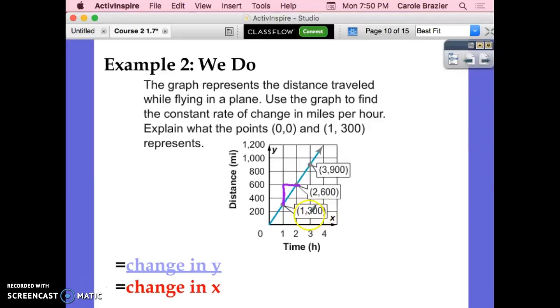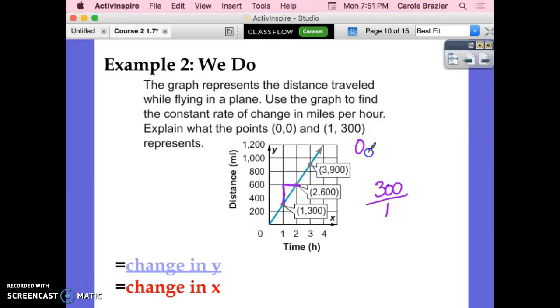So if you look at the difference between your y's, it's going to be 300. And then if you look at the difference between your x's, it's only going to be 1. So every 300 miles is an hour. So when the plane is flying, that would make sense. So 300 miles per hour.